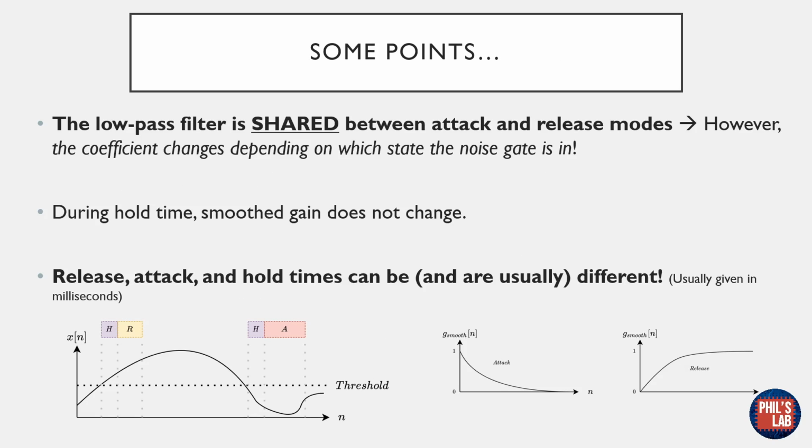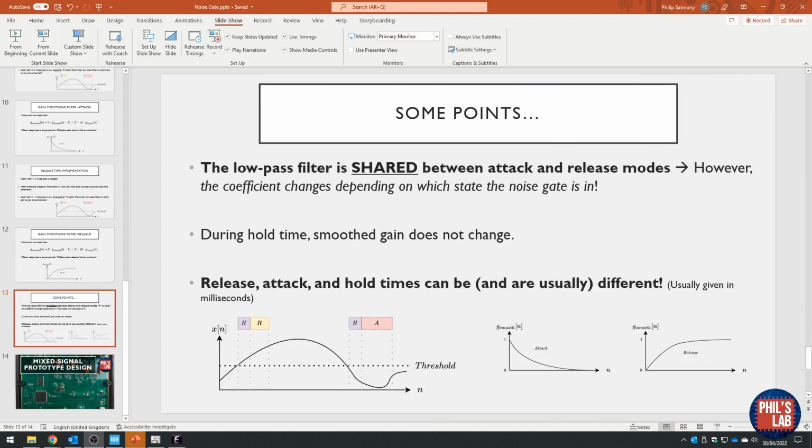Here are some implementation points we need to consider. The low pass filter is the same for both release and attack time. However, the coefficient changes depending on if we're attacking or if we're releasing. So the smooth gain is the same output for both release and attack time, but we use different coefficients. During the hold time, the smooth gain does not change, and the release, attack, and hold times can and usually are different, and usually they're given in milliseconds. So let's go over to STM32 CubeIDE to now implement this noise gate and look at the difference between the simple and the more advanced noise gate.